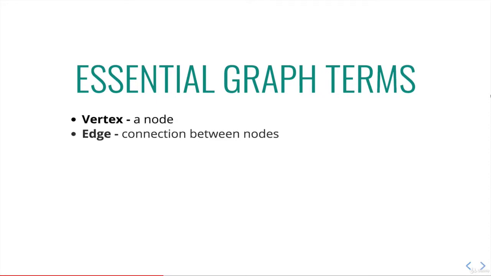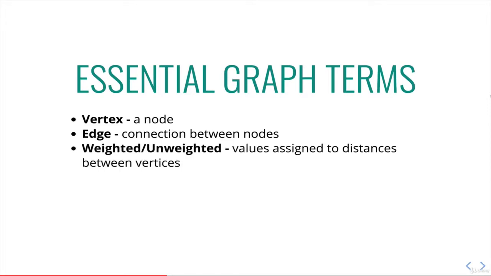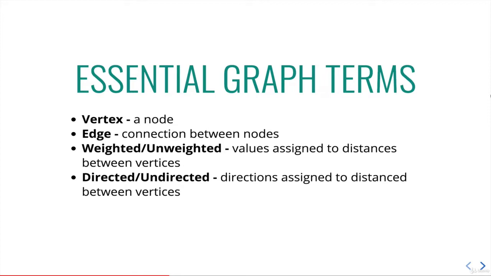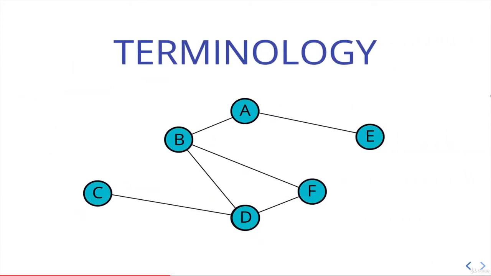A vertex and edge. So a vertex is the fancy term for a node. So in a graph, when we say vertex, it's just on our diagram, one of the circles. An edge is the connection between the nodes. Then there are two pieces we'll come back to, weighted/unweighted and directed/undirected. But first, let's look at this graph.